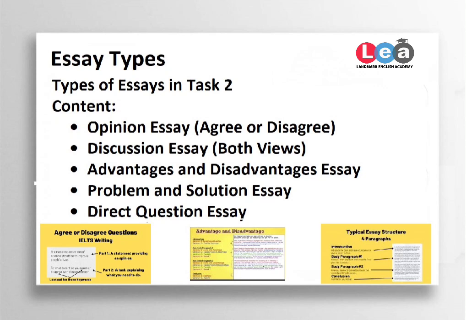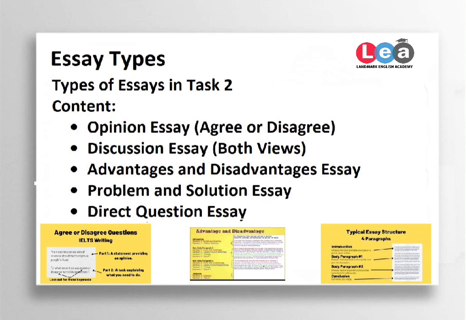Third type is advantages and disadvantages essay. In this type of question, they will directly ask you the benefit and drawback of anything. For example, the statement can be like this: people are shifting more and more towards the urban areas. What can be the advantages and disadvantages of this trend? You need to give both.